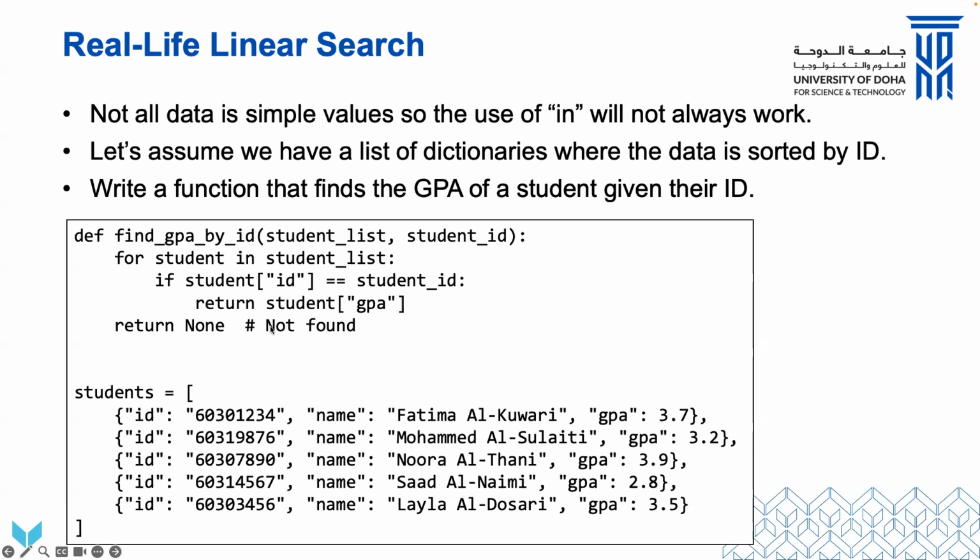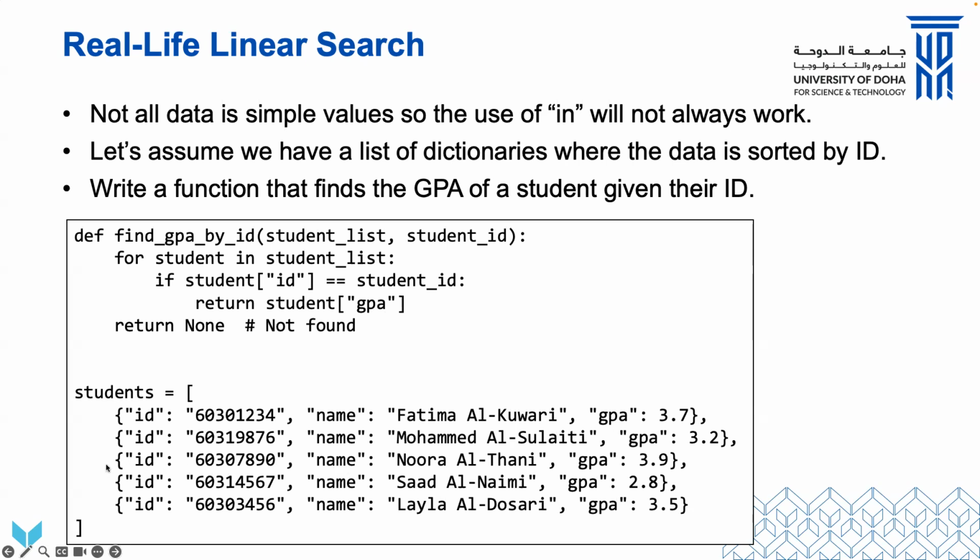If I had a bunch of students like this, and I ask you, is a certain student here? For example, is student 6030789 in the list? The only thing you can possibly do is iterate through each of them. There would be no other choice, so you'd set up exactly a linear search. But you can't use the in directly. You can't say if 6030789 is in the list.